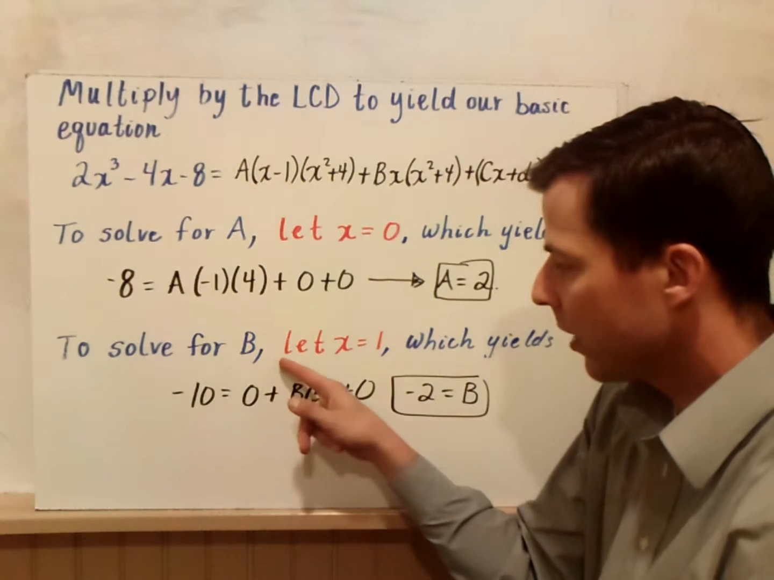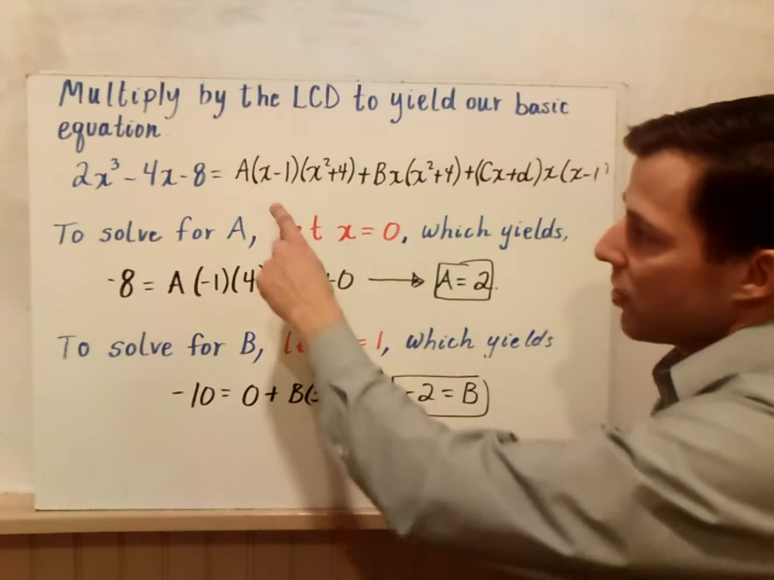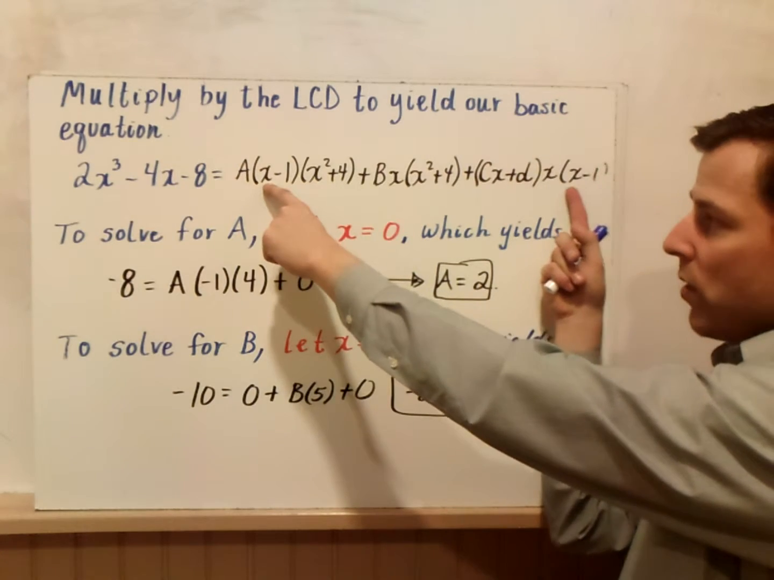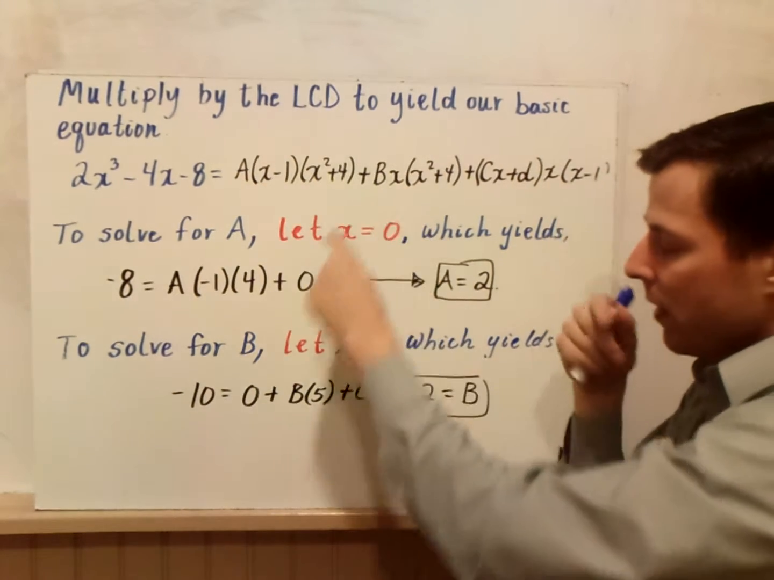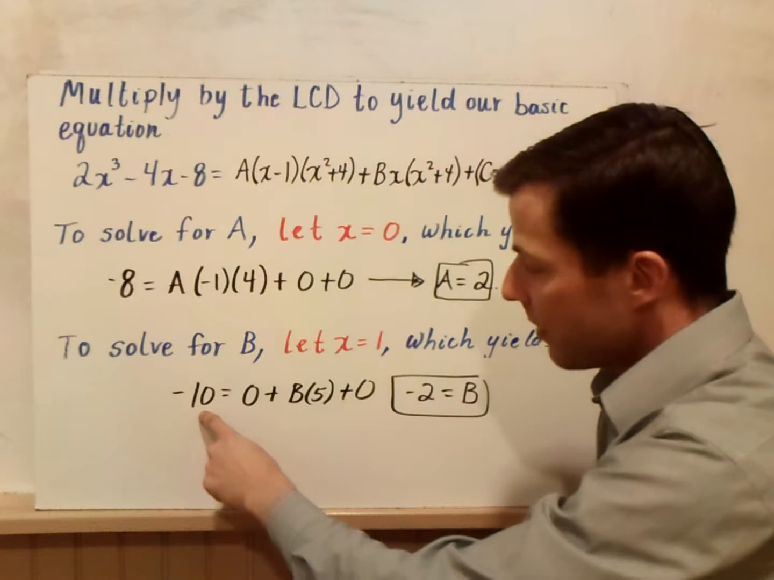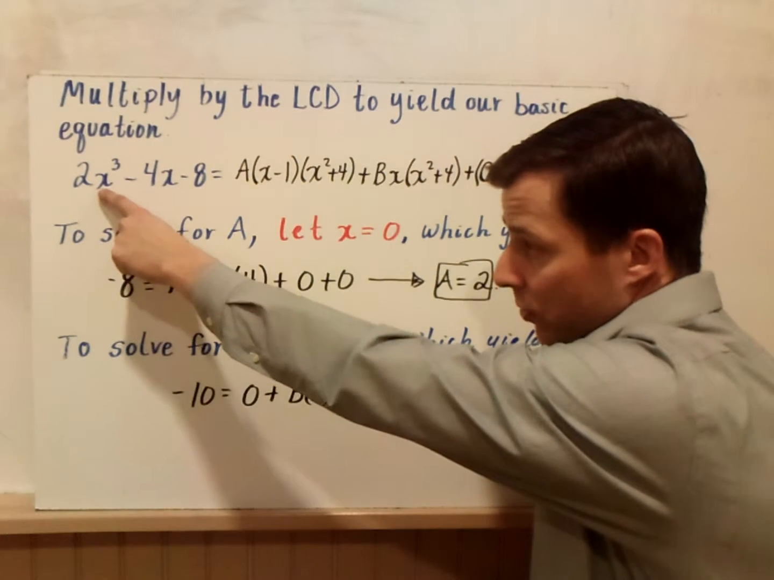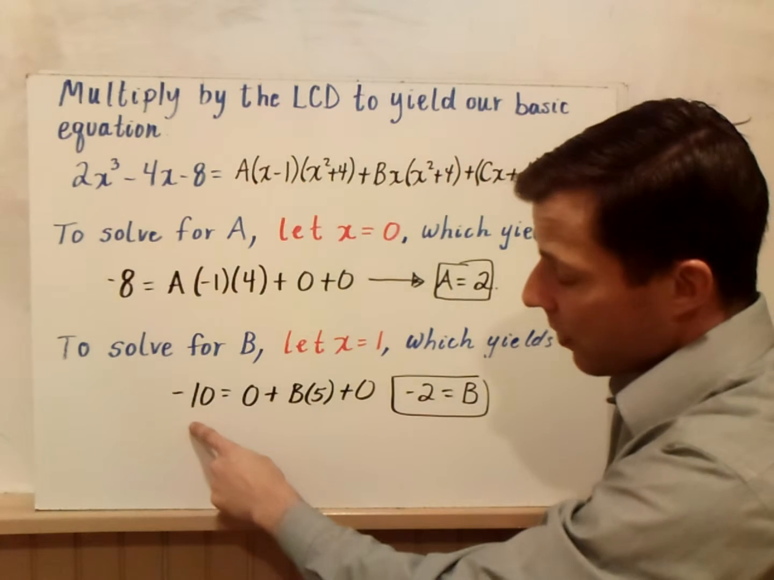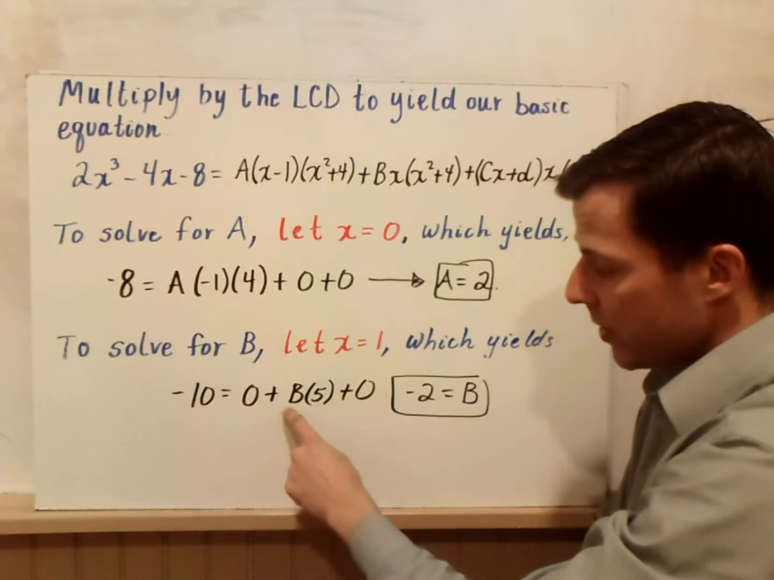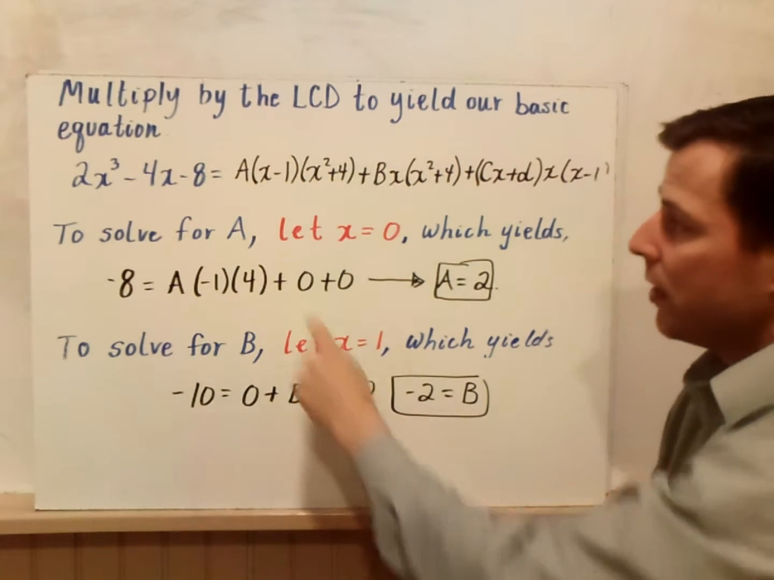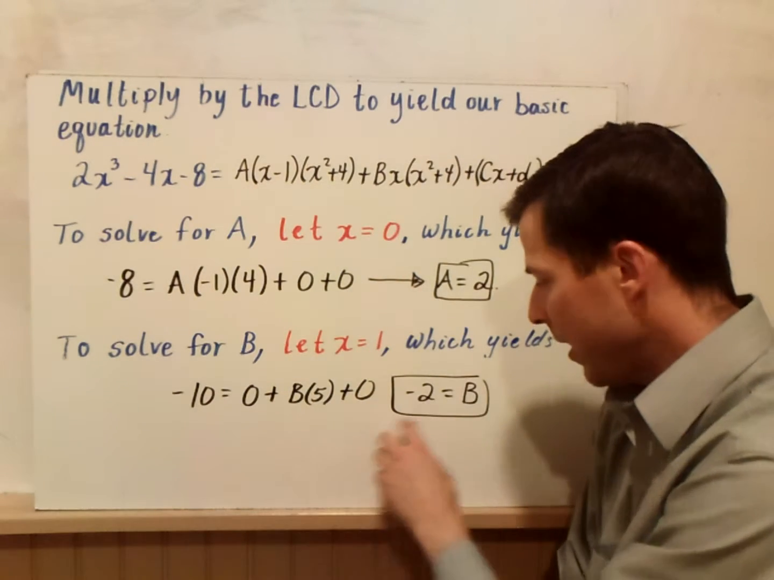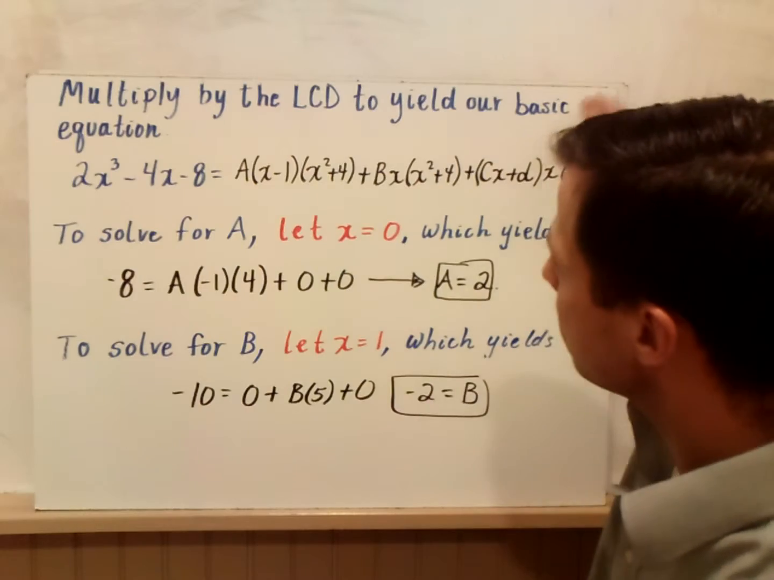So to solve for b, we're going to let x equal 1, because that's going to eliminate this term because of the x minus 1, and this term because of the x minus 1. We're just left with the middle there. So we get negative 10 when we substitute 1 in. So 2 minus 4, minus 8, gives us negative 10 equals 0 plus b times 5 plus 0. So again, the first and last term becomes 0. Solving for b, I get negative 2.